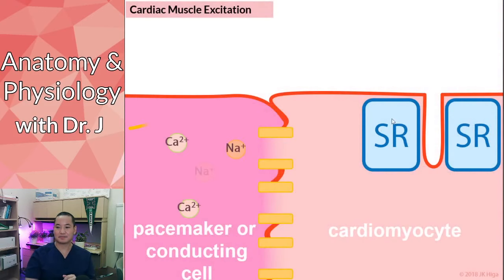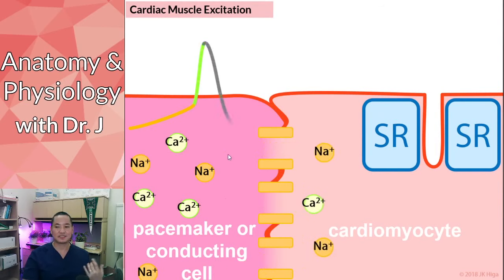So I bring this up because what if you have a conducting cell passing on a bunch of sodium and calcium to a cardiomyocyte? Well, it's going to push it toward the threshold, therefore firing off the action potentials.